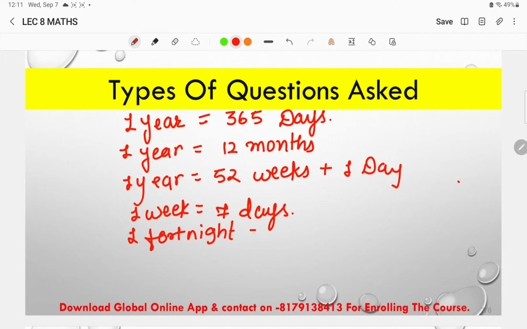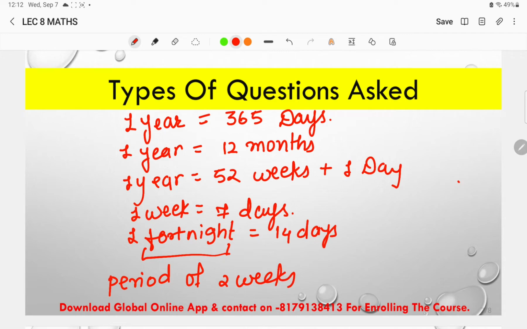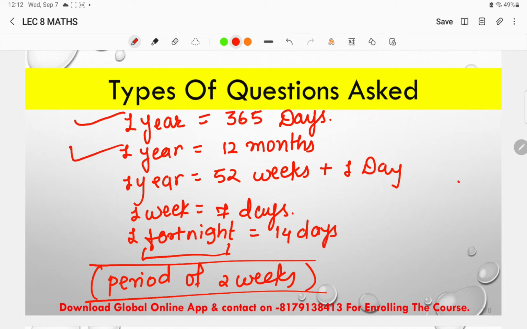Now nextly, one fortnight is equivalent to 14 days. Now what is a fortnight? A fortnight means a period of 2 weeks. The period of 2 weeks is called one fortnight. So basically 1 year is equal to 365 days, 1 year is equal to 12 months, 1 year is equal to 52 weeks plus 1 day, okay. Nextly, 1 week is equal to 7 days, and 1 fortnight, a period of 2 weeks, is equal to 14 days.